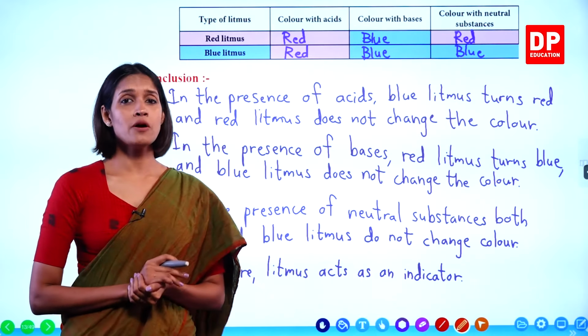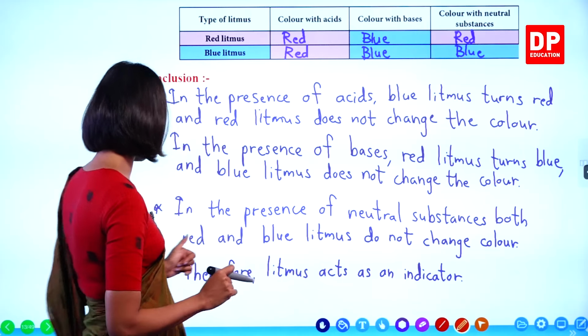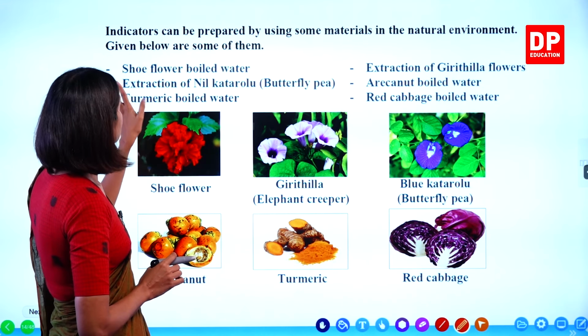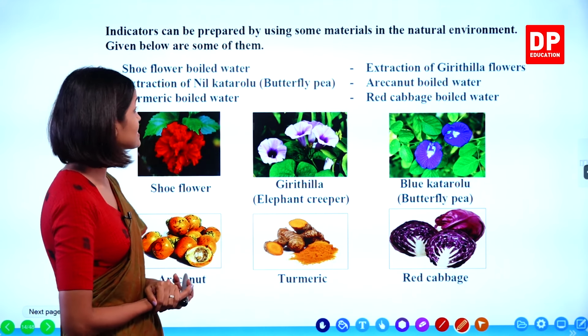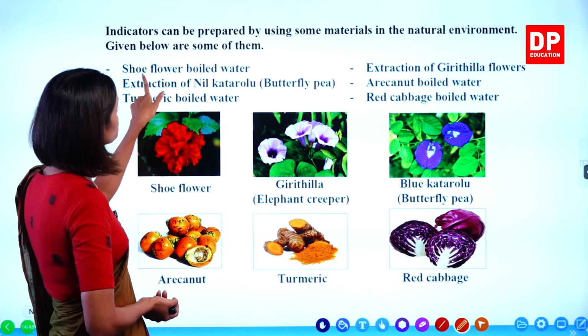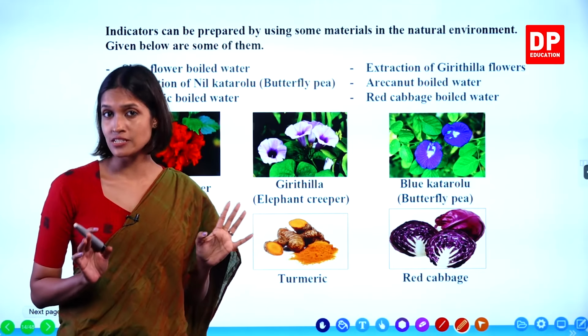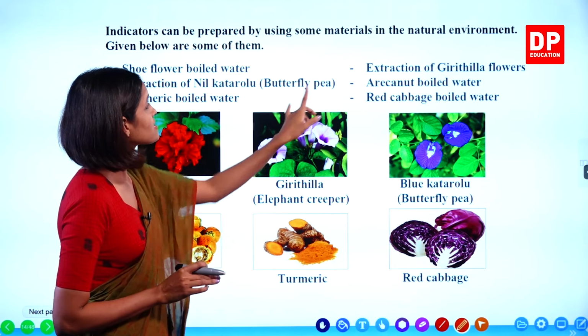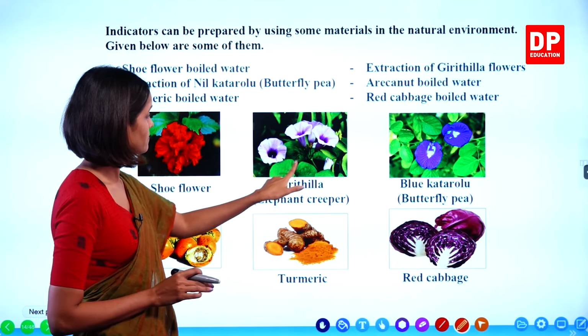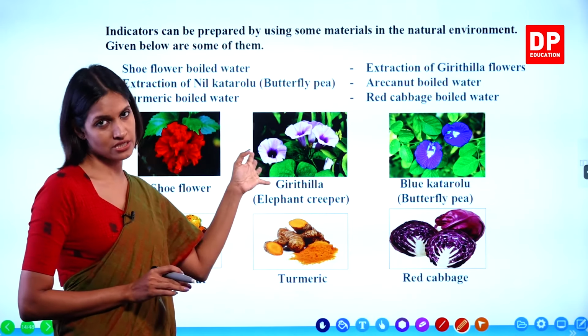Now we are going to learn about some natural indicators. Okay, so I explained that there are natural indicators and other indicators that we can use in the lab. So here we have some natural indicators. Indicators can be prepared by using some materials in the natural environment. Given below are some of them. So the first one, shoe flower boiled water. We already used that in the first activity, right? An extraction of Giratina flowers. Now here these are the Giratina flowers, right? Giratina flowers, so elephant creeper.